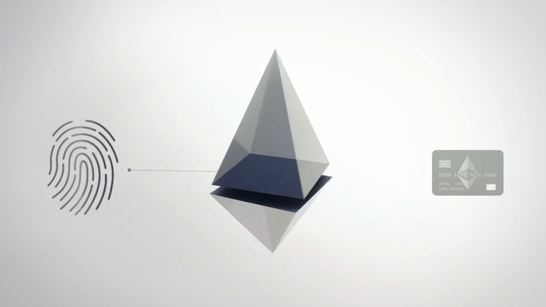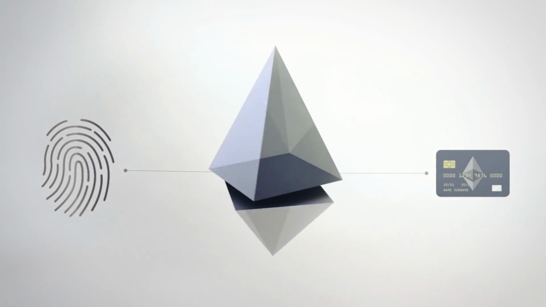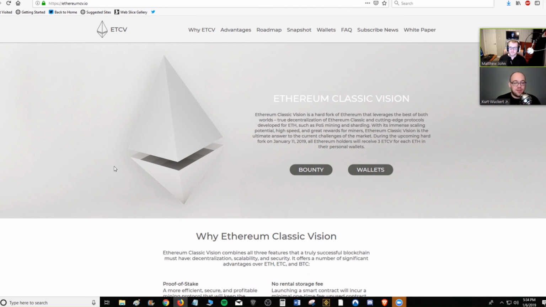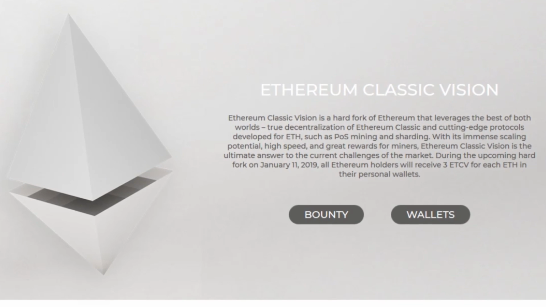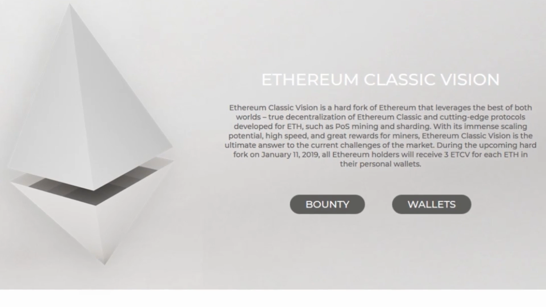However, there's going to be a couple of airdrop coins because there's a couple of groups of people that want to go different directions. If you are looking at the screen, which again, I hope you are, you're looking at the Ethereum Classic Vision version of the fork here.